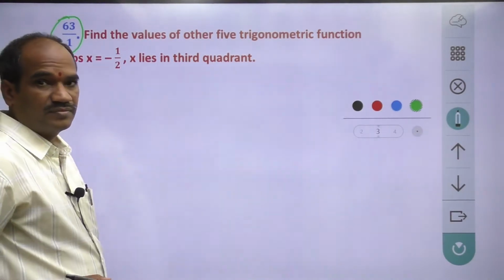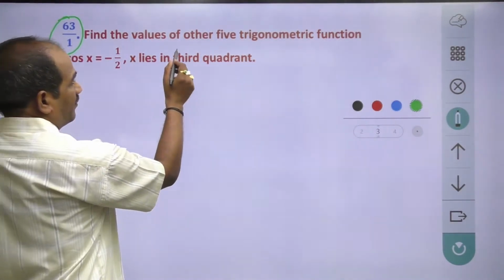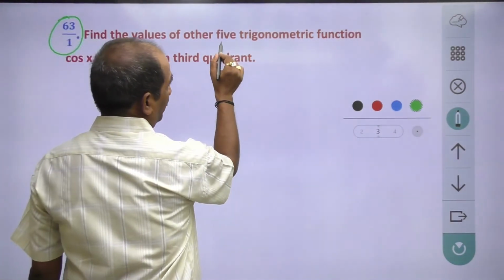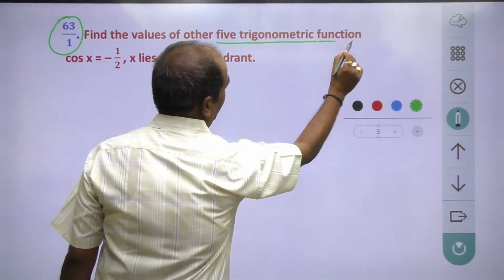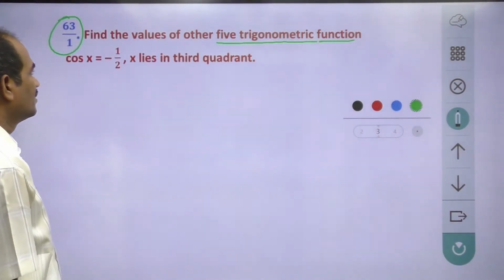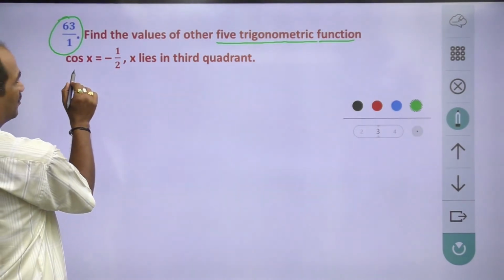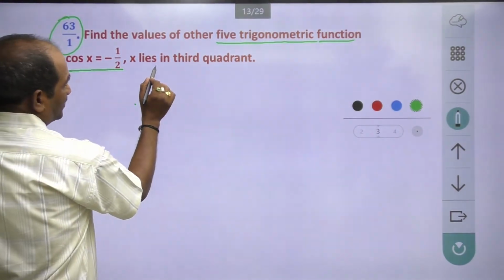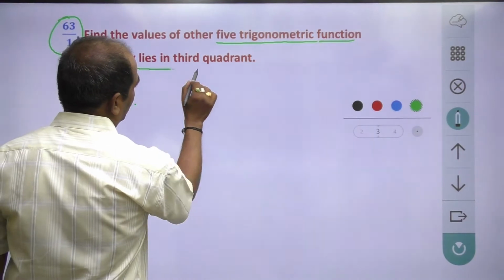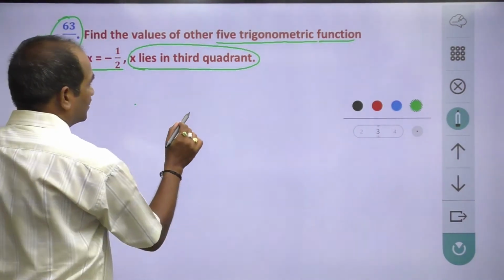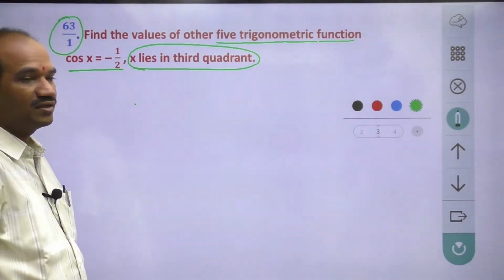Second exercise problem. See here, find the values of the other 5 trigonometric functions. So here in this given data, cos x is equal to minus 1 by 2. x lies in the third quadrant. Okay, this is important: x lies in the third quadrant.